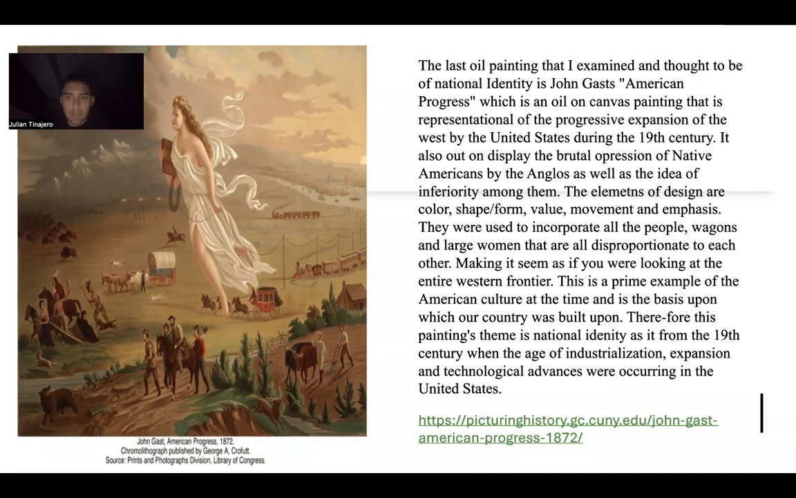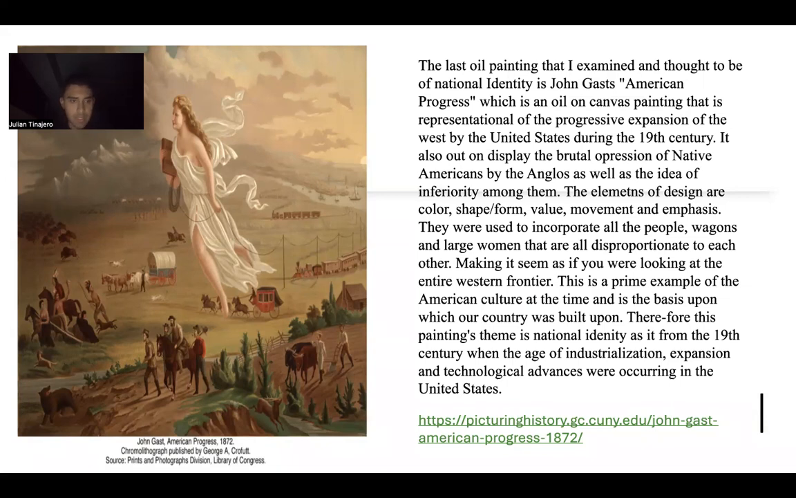The elements of design are color, shape, form, value, movement, and emphasis. All of these are incorporated into the painting. As you can see, the Native Americans, buffalo, and the animals are getting pushed away while settlers, train tracks, railroads, and telephone lines are all getting moved and pushed. The woman in the middle of the picture is meant to represent manifest destiny, the destiny to make it to the Pacific Ocean for the United States.